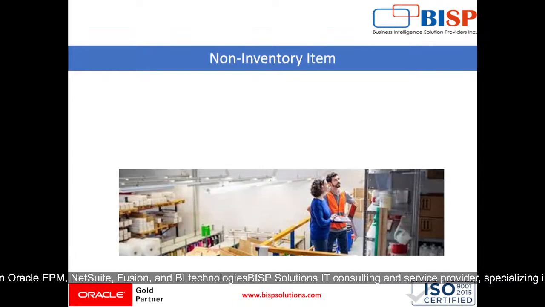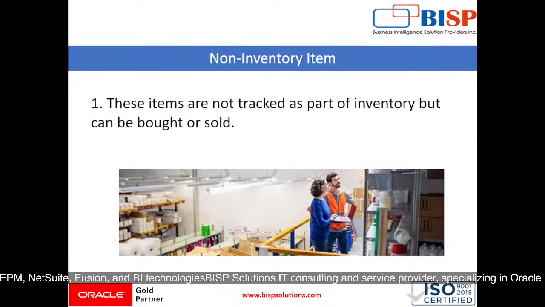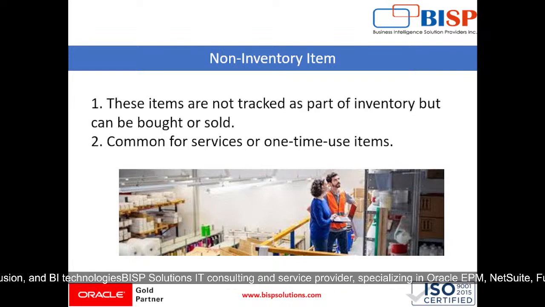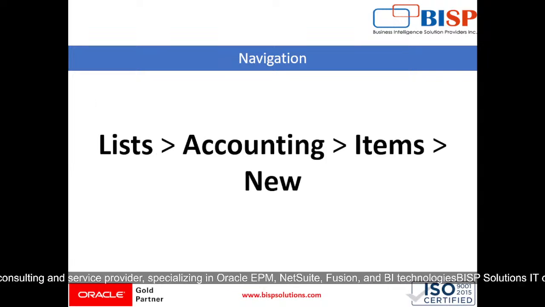Then comes a non-inventory item, where these items are not tracked as part of inventory but can be bought or sold, and it is common for services or one-time use only. For example, labor charges, consultancy services, or office supplies. For that we have to navigate to List, under List the Accounting option, under Accounting Items, where we can create a new non-inventory item. And after navigation we have to select the non-inventory item for the same.